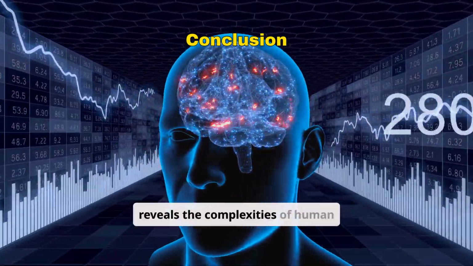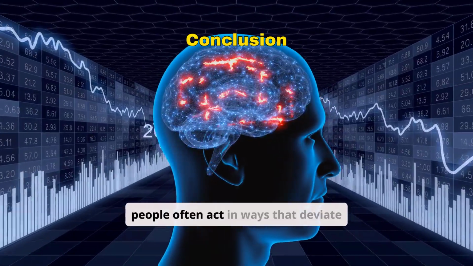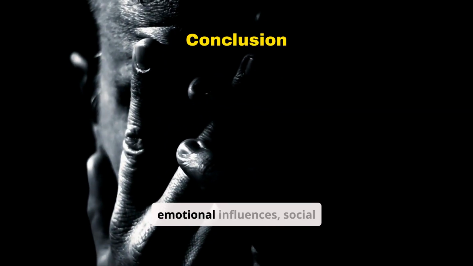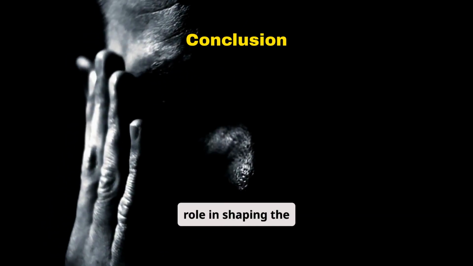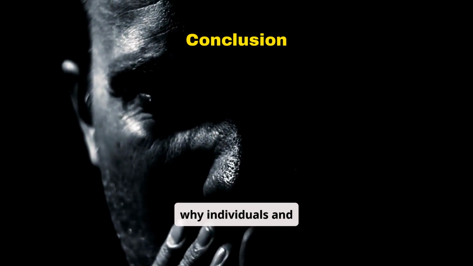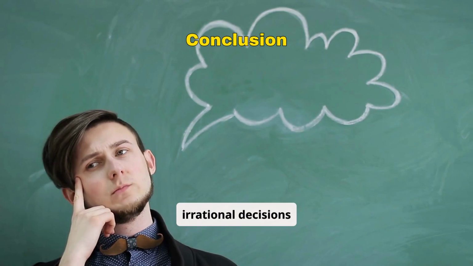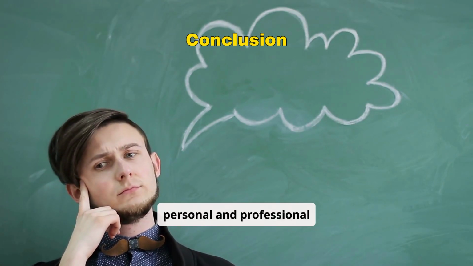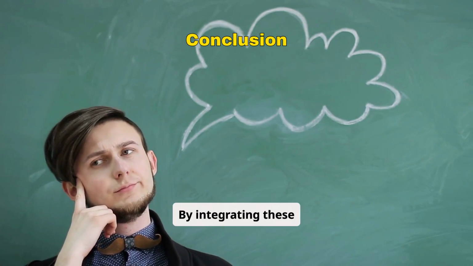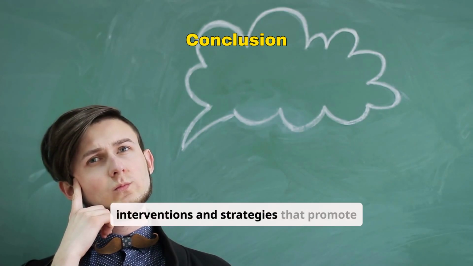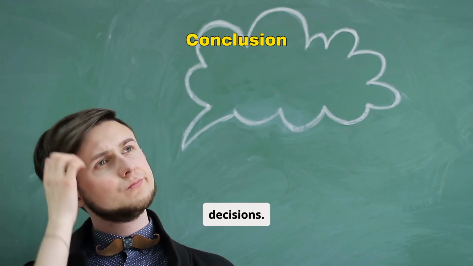Behavioral economics reveals the complexities of human decision-making, showing that people often act in ways that deviate from traditional economic theories of rationality. Cognitive biases, emotional influences, social norms, and other psychological factors all play a significant role in shaping the choices we make. Understanding these key concepts helps explain why individuals and organizations sometimes make irrational decisions and offers insights into improving decision-making processes in both personal and professional contexts. By integrating these insights, policymakers, businesses, and individuals can design interventions and strategies that promote better, more informed decisions.